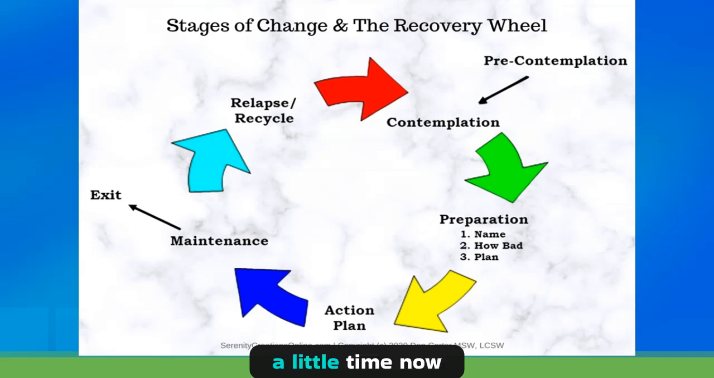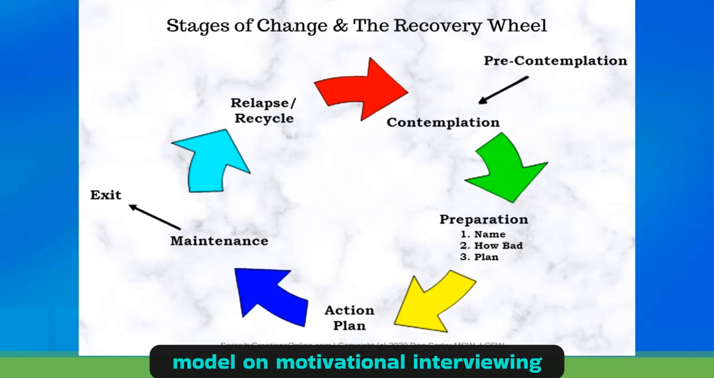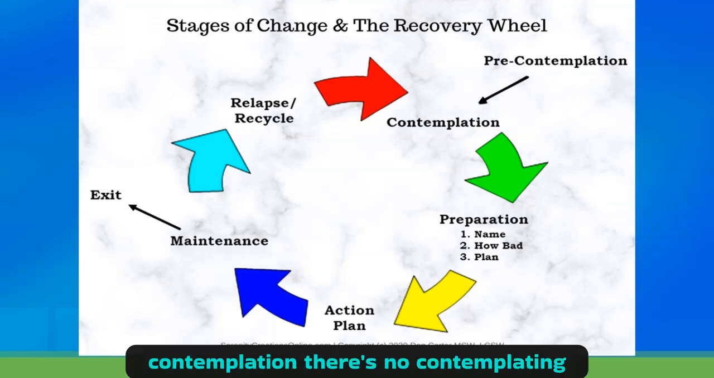Okay, so let's spend a little time now talking about the stages of recovery. In this case, with Prochaska, Norcross, and DiClemente from 1994, who came up with a model on motivational interviewing for counseling addiction, people affected with addiction and their family members, they identified these 5 stages of change. And the first stage is actually pre-contemplation. This is before the question is the drinking or sexing or gambling a problem, before anything even becomes a question. That's pre-contemplation. There's no contemplating it even.